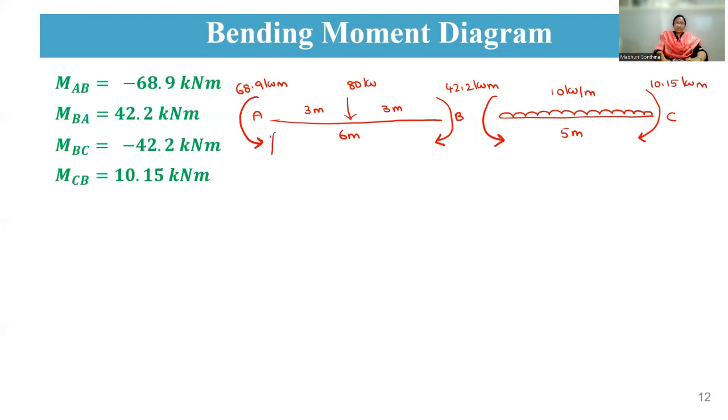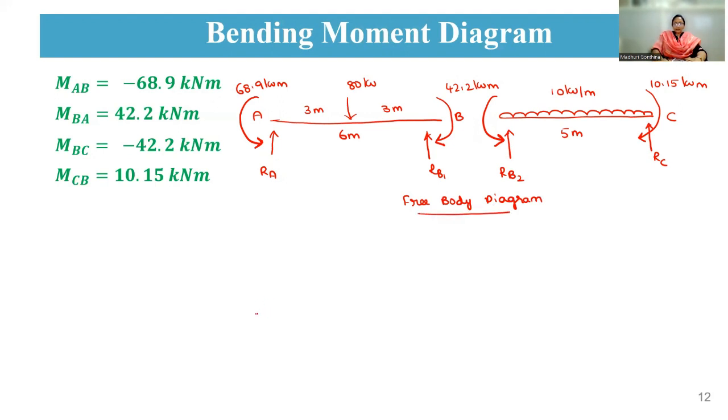Now the reactions that are going to develop: at A it is RA. At B it will be RB1, because it has been divided with the BC span also, so here it is RB2. And now at C it is RC. So this is the free body diagram. Based upon this, you are going to draw the bending moment diagram.